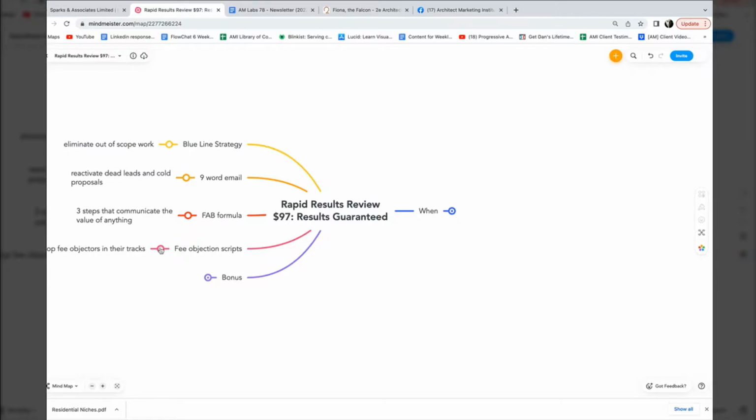Now, we're going to be running a workshop which will go for probably 60 to 90 minutes, and these are the dates. And it's going to be for anybody who has got into this program, the Rapid Results, and we're going to do a quick Q&A and review of the results that everybody has got.